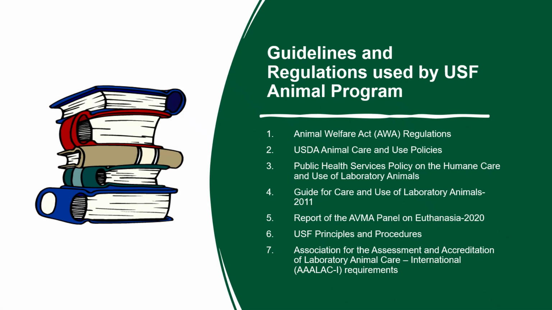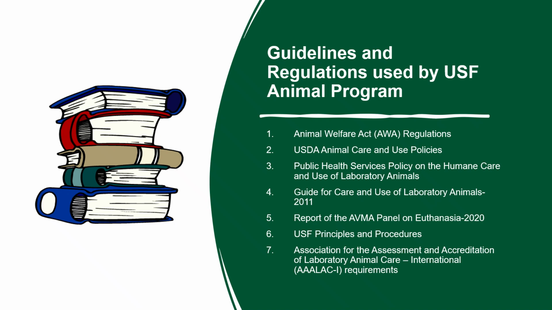Animal care and use programs are guided by multiple regulatory, professional, and institutional sources to ensure best practices in animal care and welfare protection. Together, these frameworks establish the standards for evaluating protocols, facilities, and program oversight. Key regulatory foundations include the Animal Welfare Act and its implementing regulations, as well as USDA animal care policies. For institutions receiving Public Health Service funding, the Public Health Service Policy on the Humane Care and Use of Laboratory Animals provides additional requirements and oversight expectations.